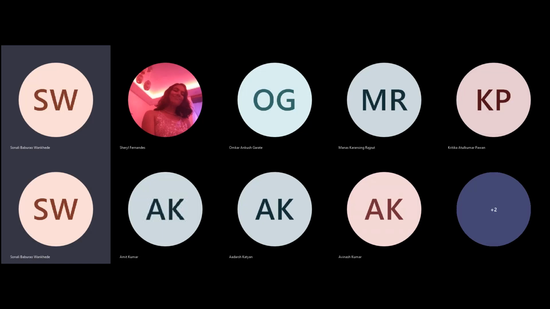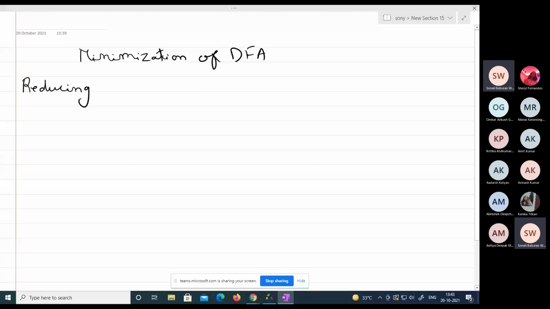Reducing the number of states. That is called minimization, reducing the number of states. So over here, we will reduce the number of states and then we can formulate a particular minimized DFA. Now let us take one example over here.